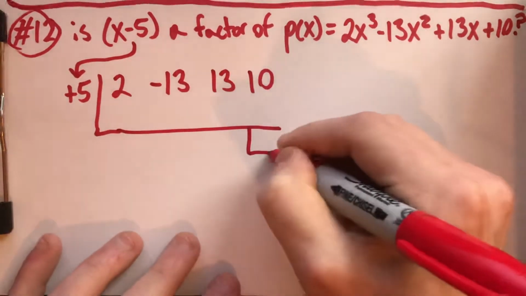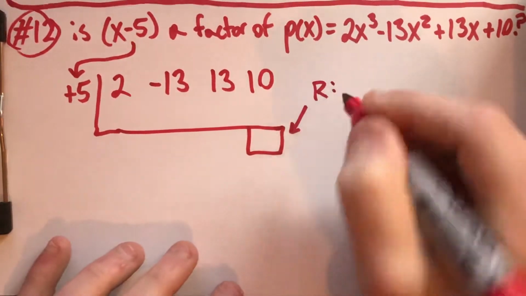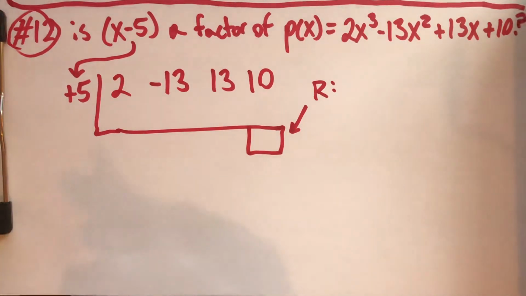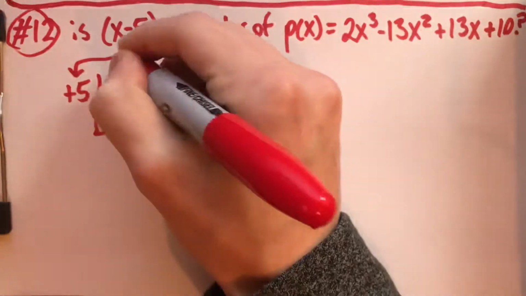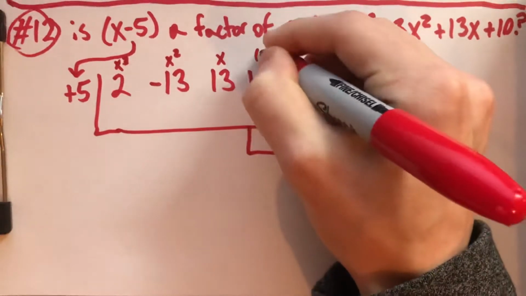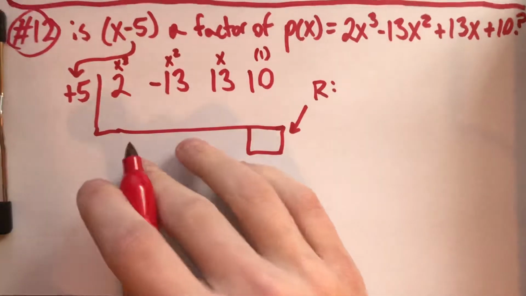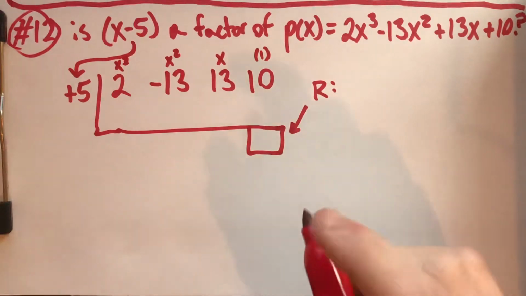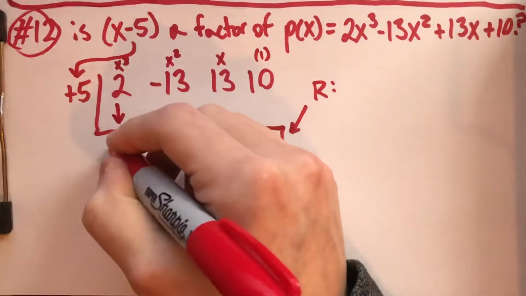Okay, I'm going to draw my remainder box, and remember that this is really what is going to answer the question yes or no once we find out what the remainder is. Just to keep track of things, I'm going to record x cubed, x squared, x, and 1 on top of these numbers, so that way I can draw a conclusion here at the end. You'll see what I mean. Same step as always, bring the first term straight down.